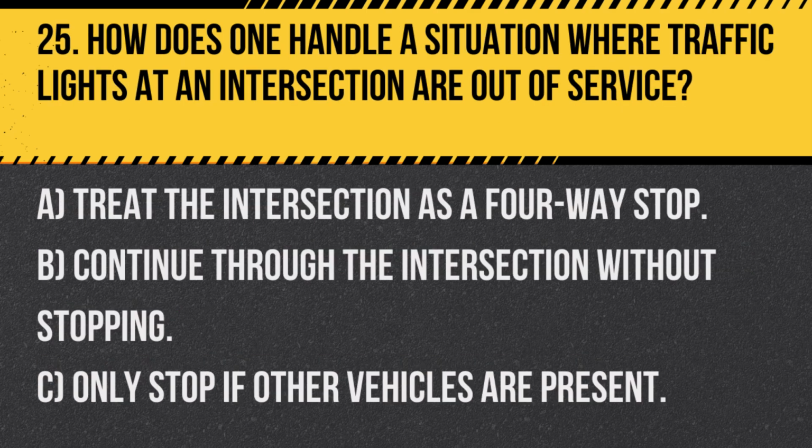Question 25. How does one handle a situation where traffic lights at an intersection are out of service? A. Treat the intersection as a four-way stop. B. Continue through the intersection without stopping. C. Only stop if other vehicles are present. Answer: A. Treat the intersection as a four-way stop. This rule ensures safety by providing a controlled method for all drivers to follow when signals are inoperative.